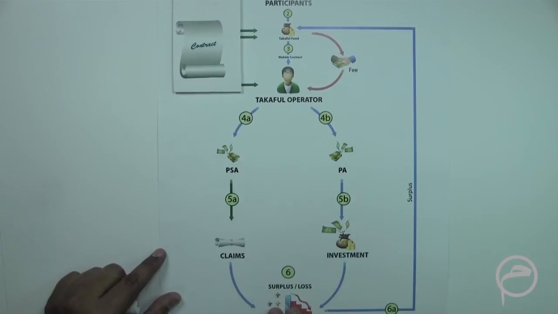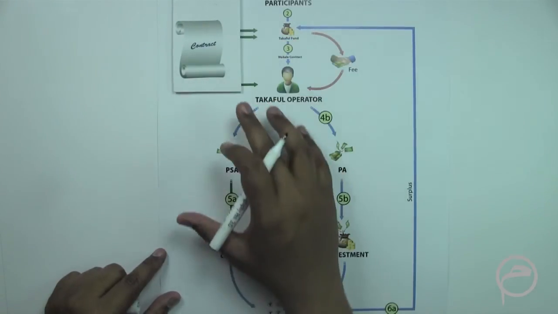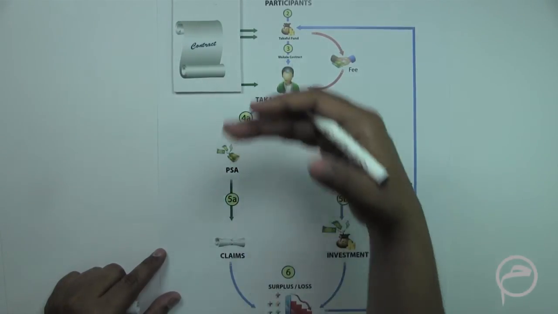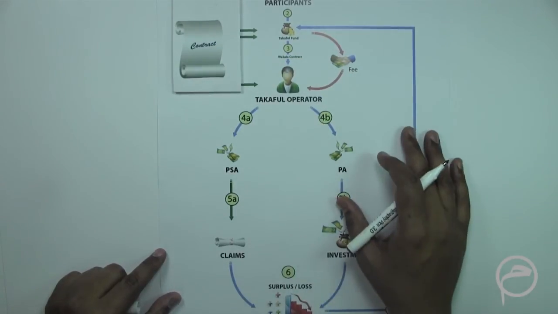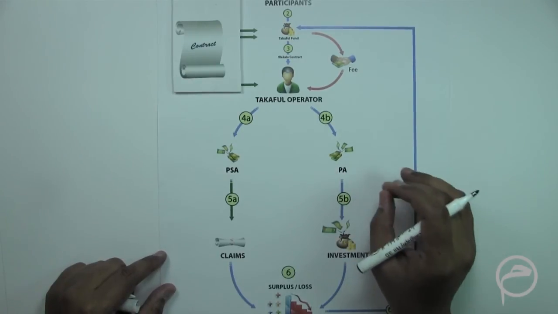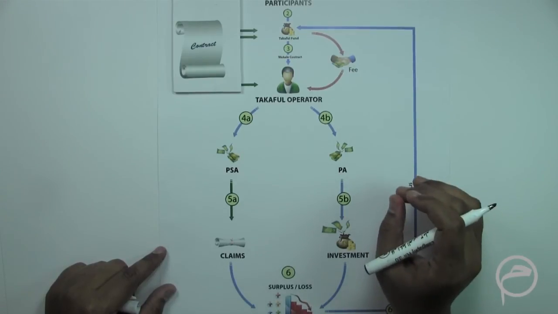But this surplus, unlike in the other models which we have seen where the surplus would be shared by the participants, in the Waqf model will be invested back in the Takaful fund. Meaning, because it's a Waqf model, the profit or the surplus is again invested back into the fund. So this is the main distinguishing feature of a Waqf model.